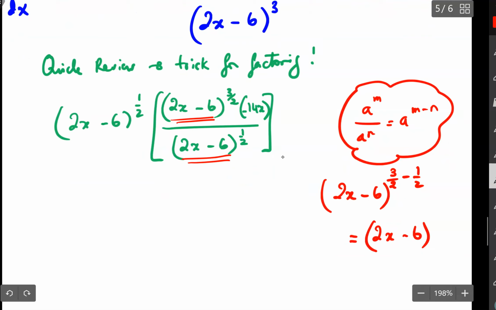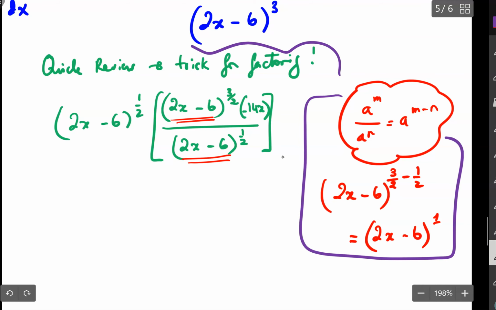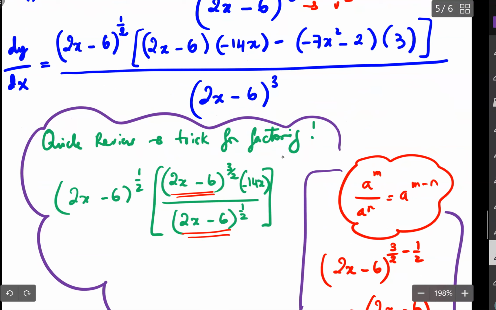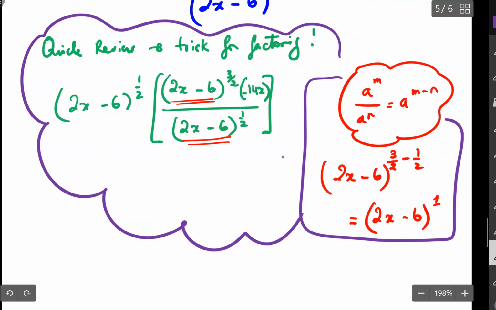You have 1 left. The 1.5 subtract 0.5, you have 1 left. So that is why I show everyone this trick. It's just a quick review for everyone. So that is why I am having this as the exponent 1 here. Alright, okay. So let's continue.